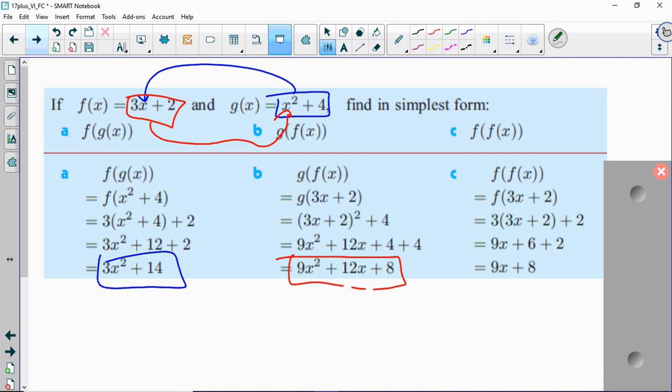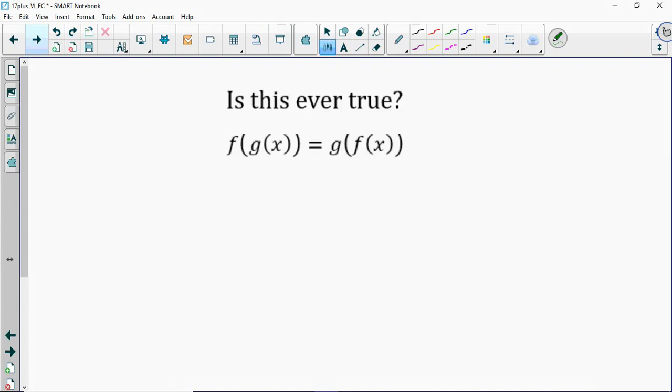I want to point out that f of g and g of f were not the same thing. Generally, that will be true. f of g of x is not generally equal to g of f of x. You should always assume that they're not equal to each other. But could it possibly be true? Yeah, there are special cases where they're going to be equal to each other.